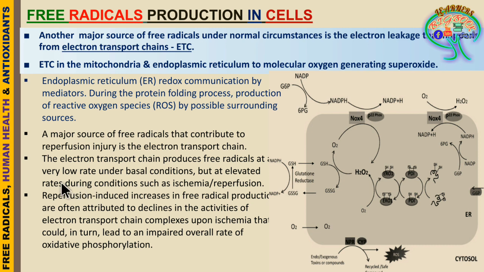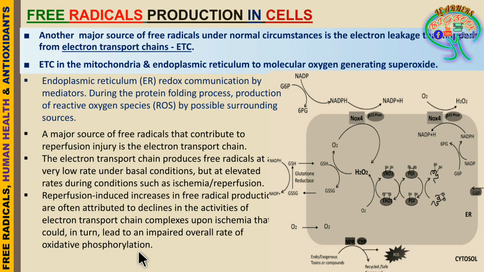free radicals within the mitochondria. Reperfusion-induced increase in free radical production is often attributed to declines in the activities of the electron transport chain complexes upon ischemia, which could in turn lead to an impaired overall rate of oxidative phosphorylation. Here, in the sense, when ischemia reperfusion injury is happening, the stress or stimulus created on the mitochondria is going to lead to an impaired overall rate of oxidative phosphorylation.